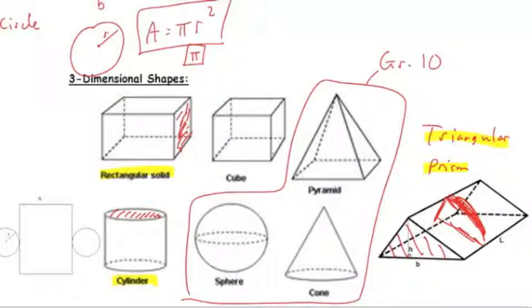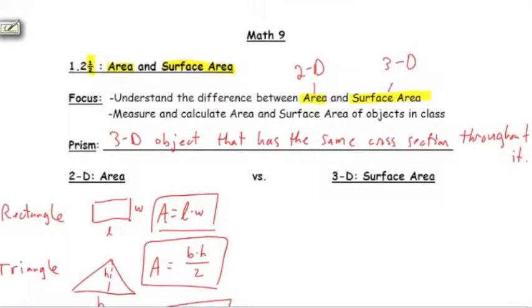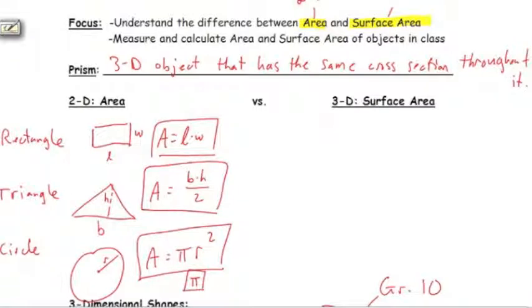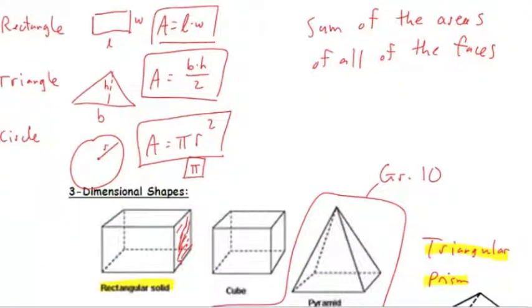Okay, so when we talk about the area of three-dimensional shapes, we talk about it in terms of surface area, and something to keep in mind is that the surface area of a three-dimensional object is the sum of the areas of all of the faces. Okay, so well, what's a face? Well, the sum of the areas of all the faces.